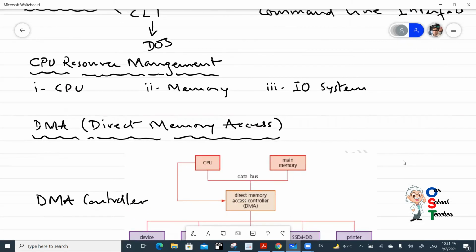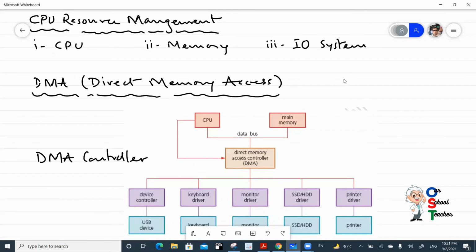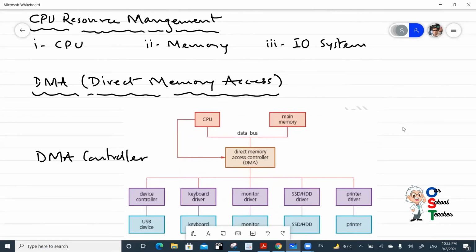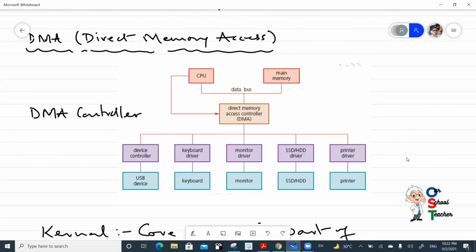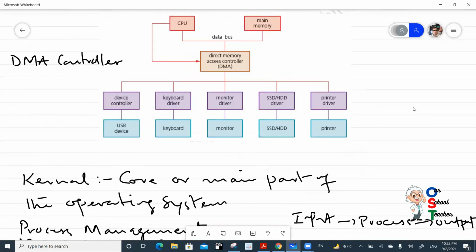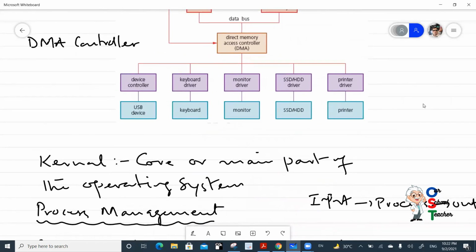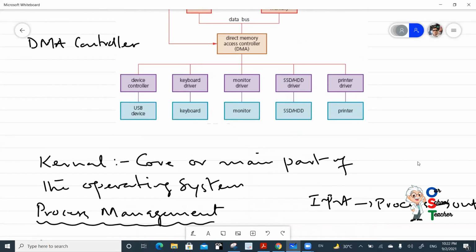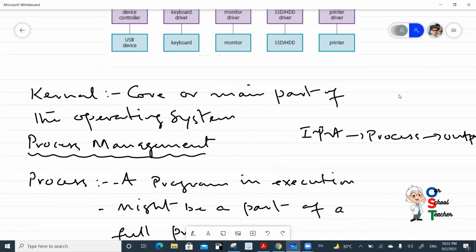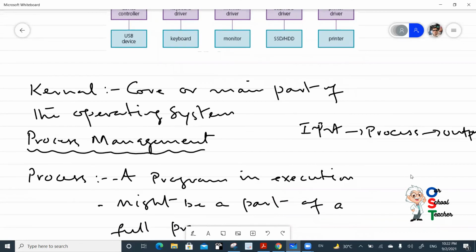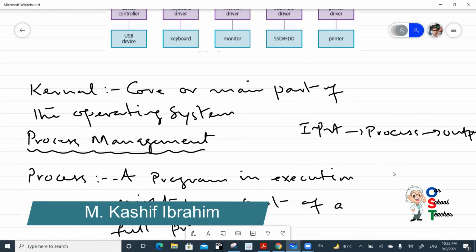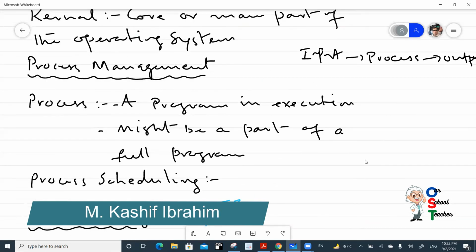Then we saw the concept of DMA, and because of DMA, CPU gets some relief and it keeps on doing its own job. Otherwise, it will get stuck with IO requests. Then we saw the concept of kernel. Kernel is the main and core part of the operating system, which deals with different IO requests and other jobs. Then we saw the concept of process. What is a process? A process is a program in execution.